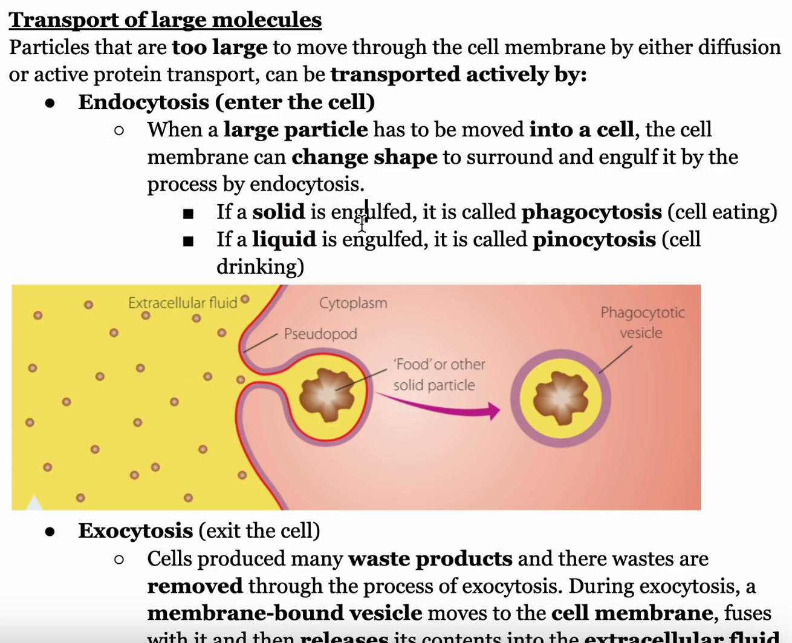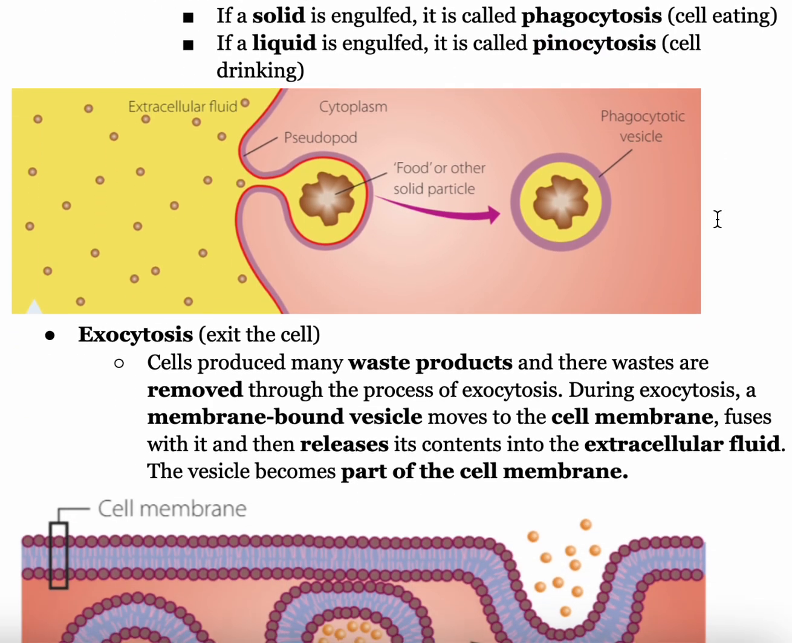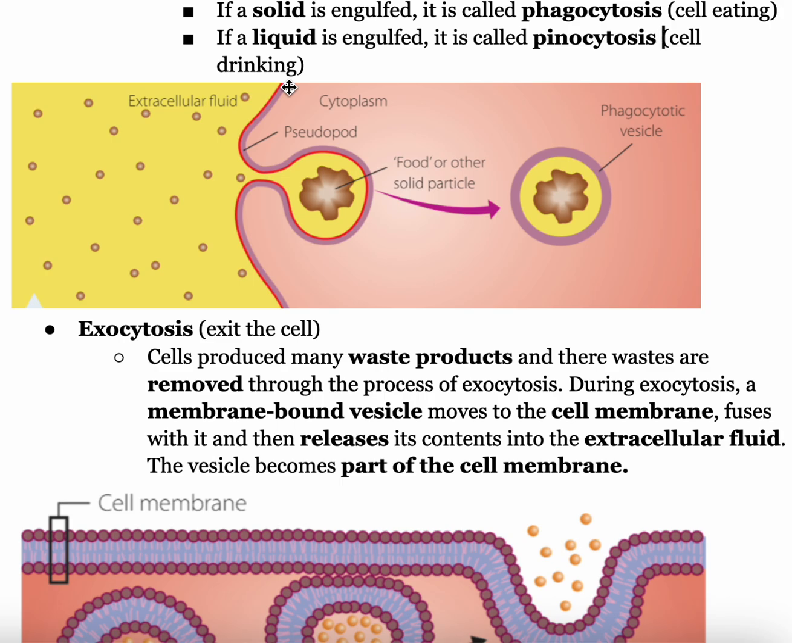If it's a solid, it's called phagocytosis. If a liquid, it's called pinocytosis. Cell eating and cell drinking. As you can see, the membrane surrounds the food, and then it will engulf it.